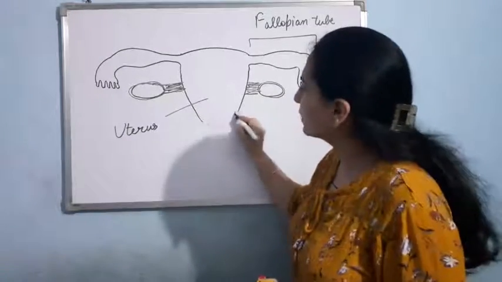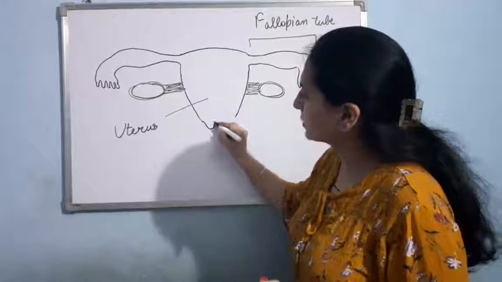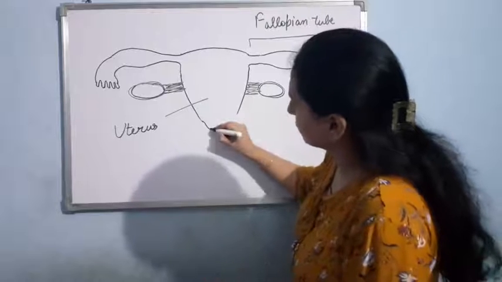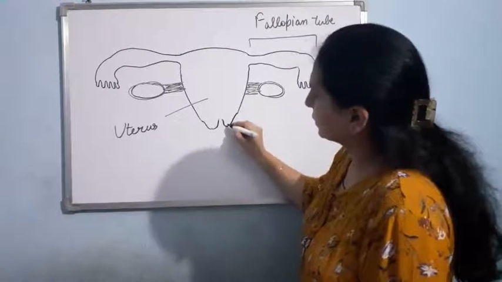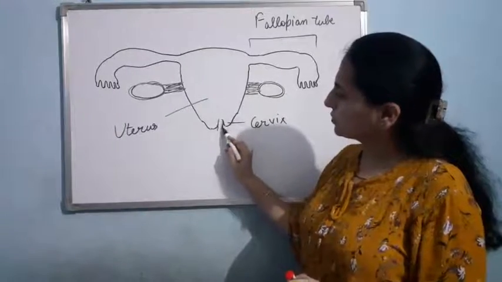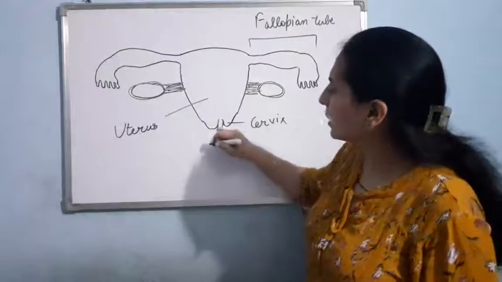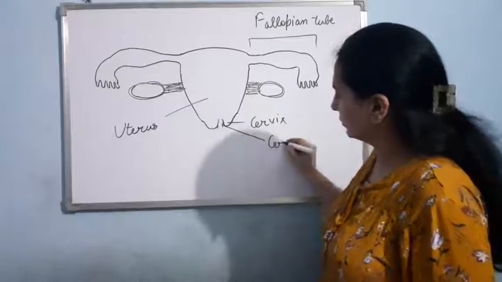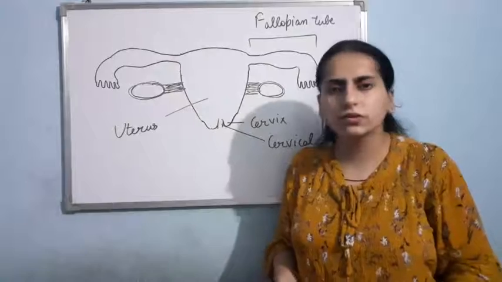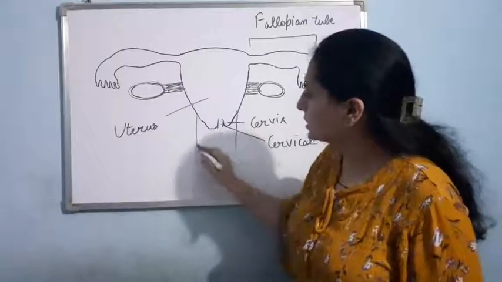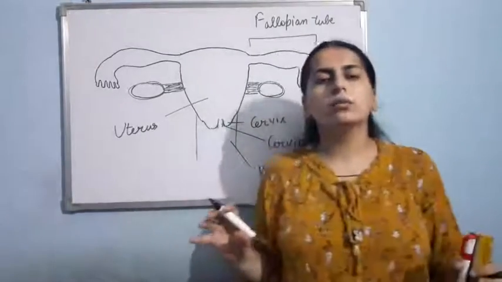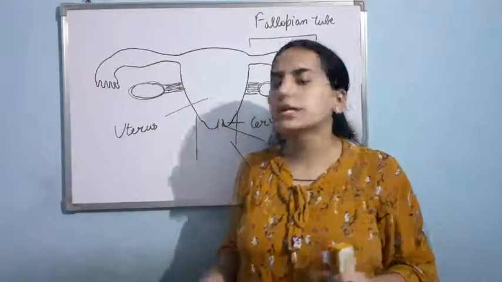Now, next we have the cervix here, like this. So this is the cervix, and here you can just imagine there is a canal-like structure. Right? This is known as the cervical canal. A canal is a duct-like structure, tube-like structure, and then at the last, the vagina is there. So basically, if I talk about the female reproductive system, then 5 parts are there.